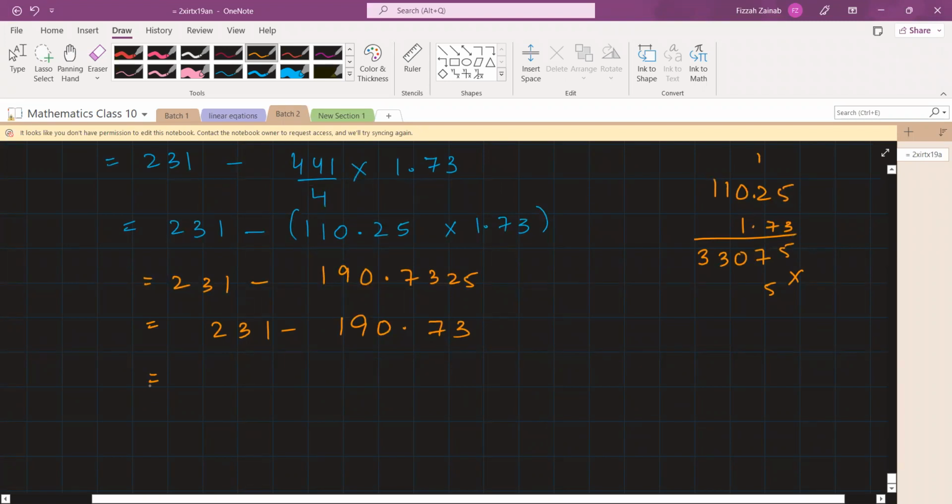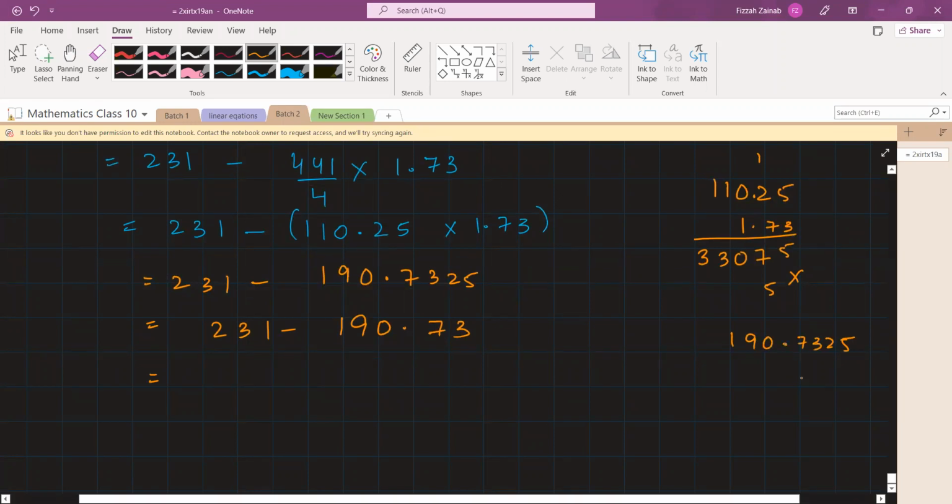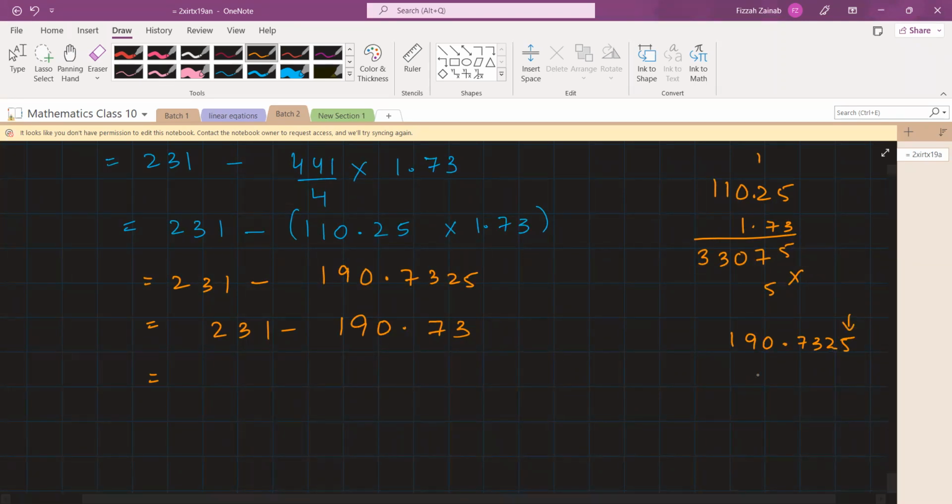Okay. Do you remember how to round off, everyone? So I have 190.7325, right, Robin? Yes. So first of all, I want to remove this 5. So when you have 5, it is taken as greater, right? So the next number becomes 733. Okay, now again, this 3 is smaller than 5. So it will remain 73 only. Okay, now just subtract it.